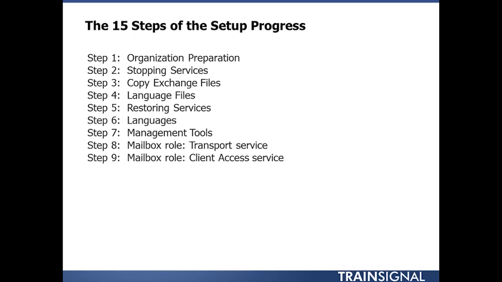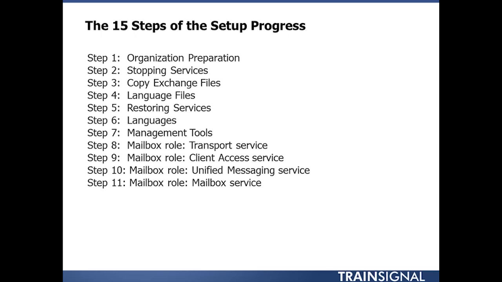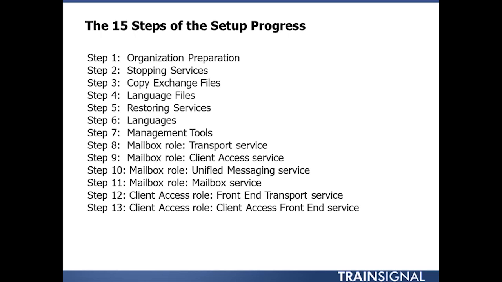Step nine is the mailbox server role, the client access service. Step 10 is another mailbox server role with the unified messaging service. Step 11, another mailbox role with the mailbox service. So a lot of services for the mailbox server role. Then with step 12, we see the client access role installing the front-end transport service. Step 13, we see the client access role installing the client access front-end service. And then step 14, we see it says finalizing setup, with step 15 really being setup has completed, click finish.